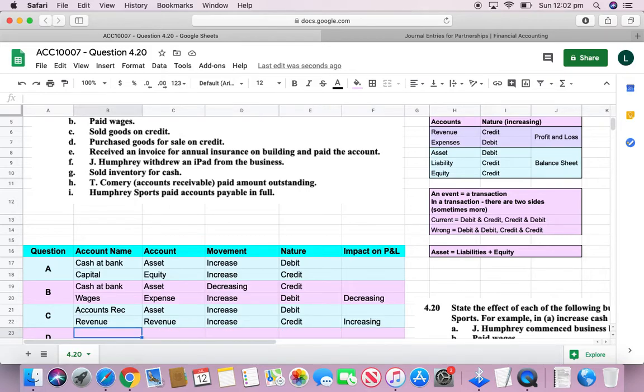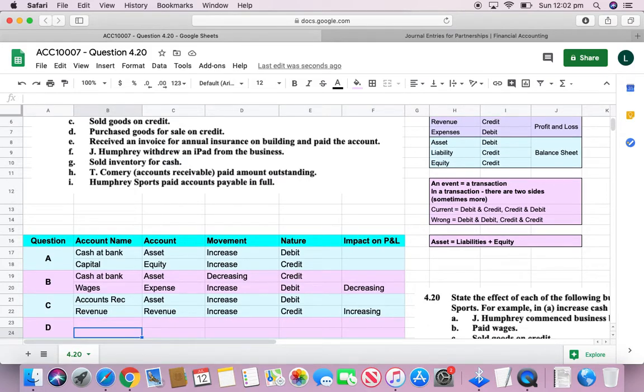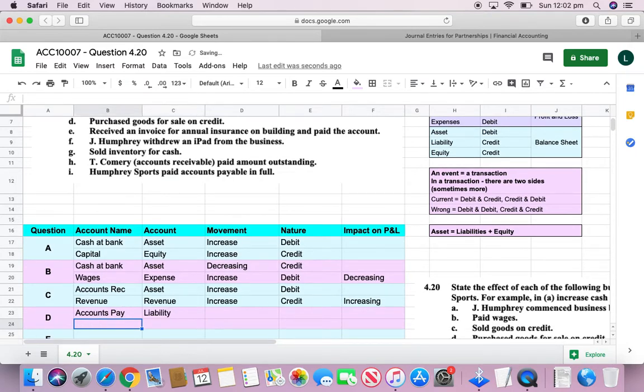So number D, purchase goods for sale on credit. So this is very similar to number C, but we're purchasing. So that means we're going to owe money in the future. So we flip it to accounts payable, which is a liability because that means that we owe something in the future. And then our other account is inventory because we're getting goods in. Inventory is an asset. So accounts payable is increasing because we obviously are owing something additional. So that means that is a credit.